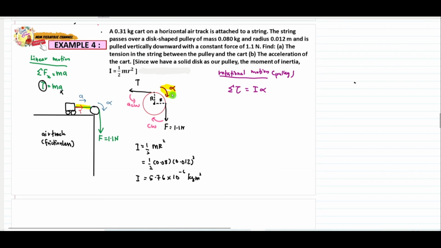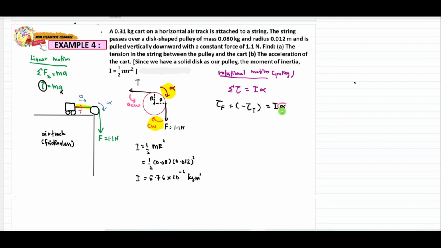Look back at the direction of the rotation. The angular acceleration is clockwise, so we see that the torque from F is also clockwise, so they are in the same direction. Now let's write the equation. Torque F should be positive, same direction as alpha, plus negative torque due to the tension T, and it is equal to I alpha.